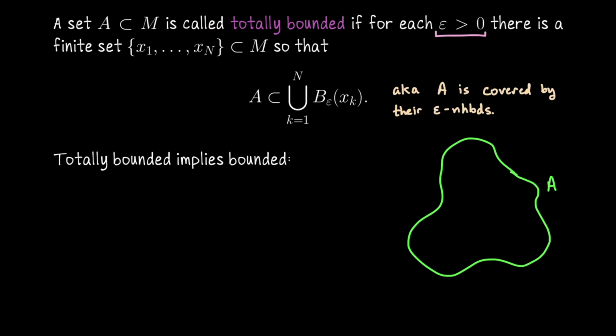The way you want to read this definition is that you first pick the positive number epsilon. Think of that like a radius. So let's say this is my radius epsilon. Then once you have that radius, you can then find a finite set of points so that when you construct all of their epsilon neighborhoods, where epsilon is the same fixed radius, it covers A.